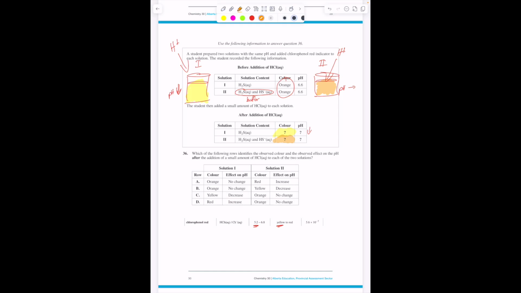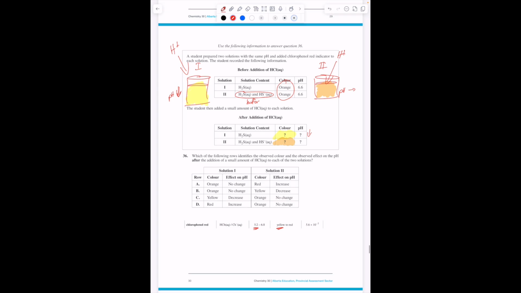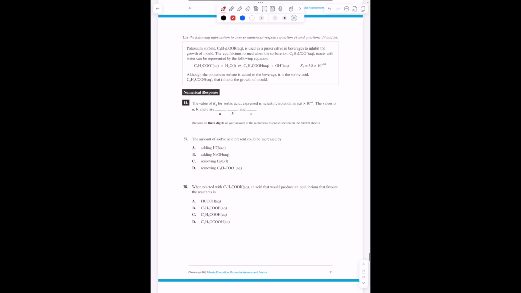Okay, well, let's find the answer for this then. So solution 1 will turn yellow. Well, that means this has to be the answer. Well, it didn't. Anyway, let's look at the other one. And the other one will turn orange. And there won't be a change in the pH. Yeah, okay. So 36 is C. Okay, got to play with the tools though.